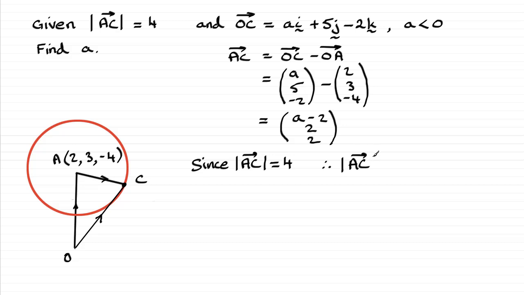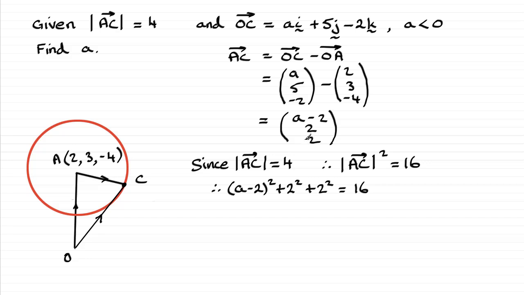I'm just going to say that that modulus, if you squared it, is going to equal 4 squared, which is going to be 16. And what that means then is that the sum of just the squares of that vector A to C must equal 16. So that's all I'm doing there, okay? Just summing the squares of these components here.